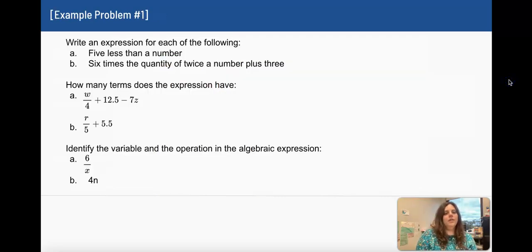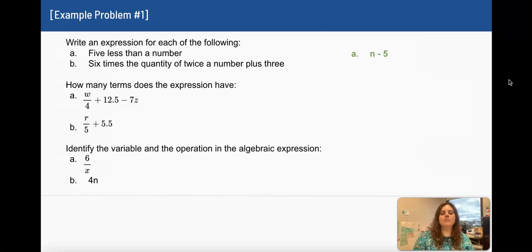So let's look at writing expressions given some words so that we can identify what we're talking about. If I want to say 5 less than a number, that means we're starting with a number and we're going 5 less than that. So n minus 5.